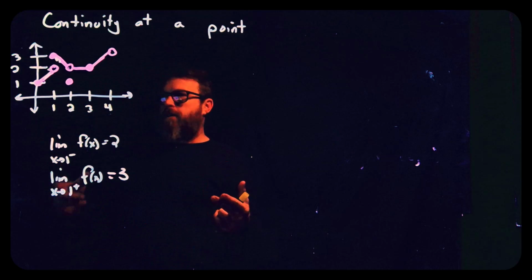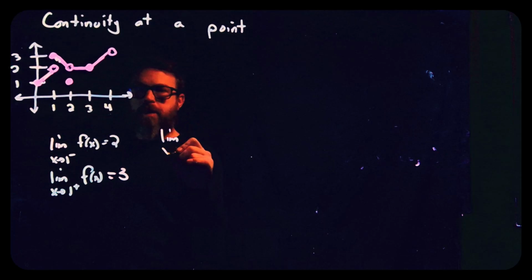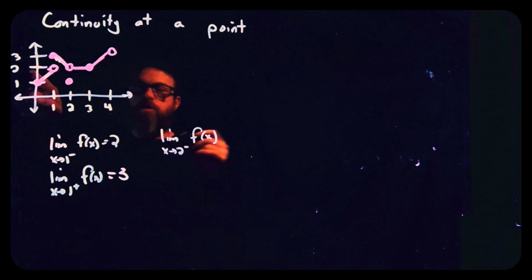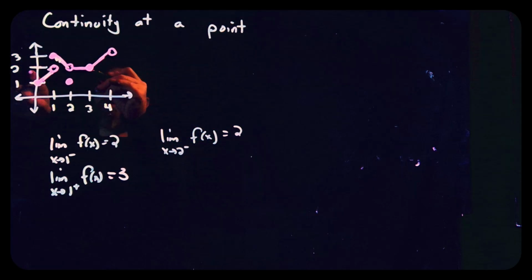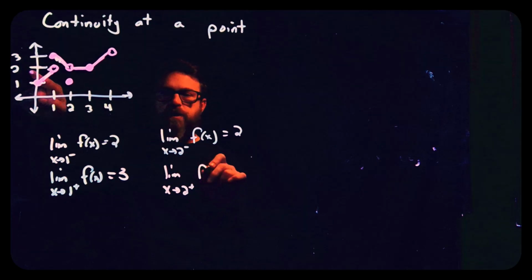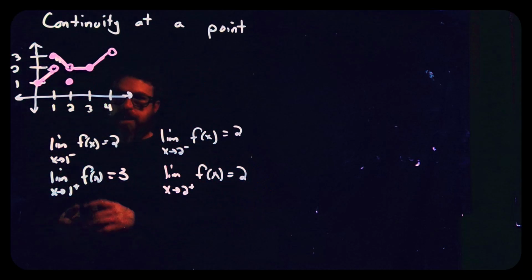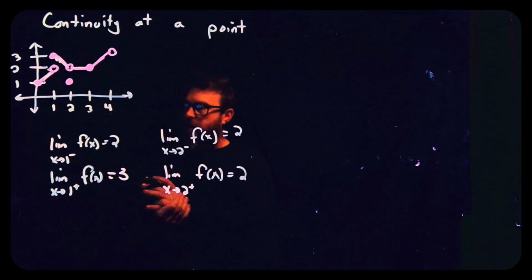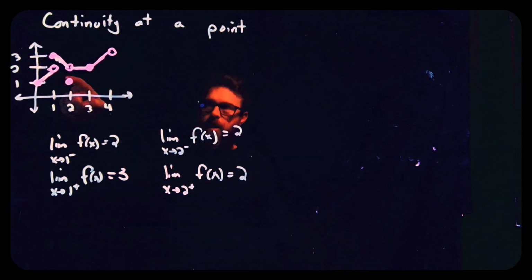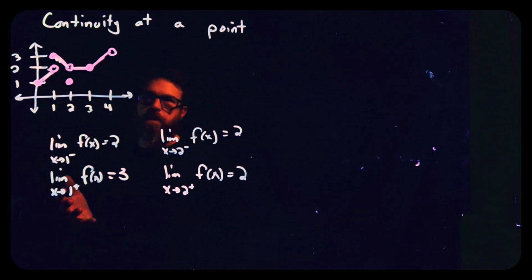Now, that wasn't enough because I can still tell that this function is not continuous at 2. We can see that the limit as x approaches 2 from the negative side of f of x is equal to, as I approach 2, this 2 y value, and the limit as x approaches 2 from the positive side of f of x is also 2. So the limit does exist, but I guess that's not enough. If the limit doesn't exist, it's immediately discontinuous. But just because the limit does exist doesn't guarantee continuity. So there's an extra piece that we're missing here.